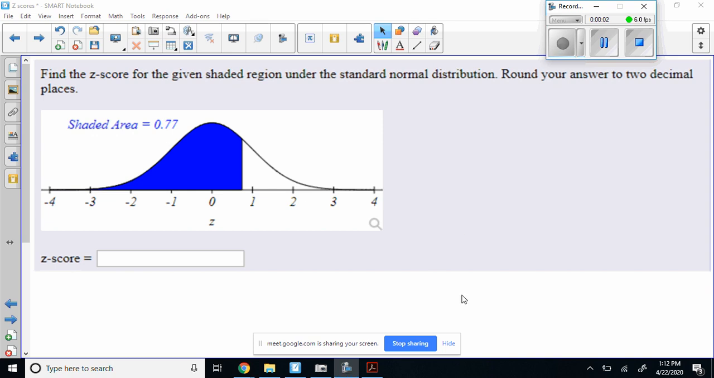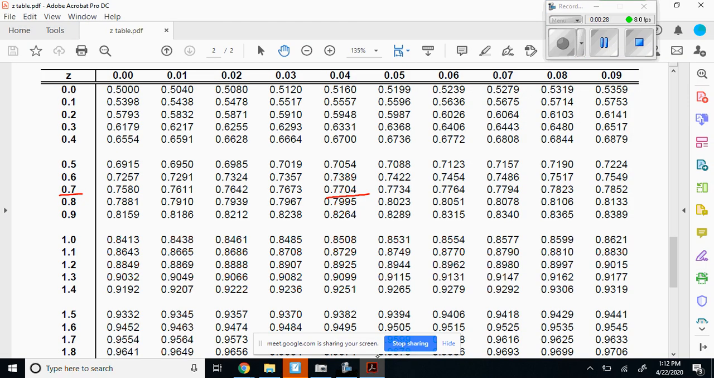Here we go. So this is number 14, right? So it's number 14. Boy, that's crazy writing right there. I knew better than that. All right, so shaded area means the area under the curve is 0.77, right? So we're going to go look at our table, and a z-score of 0.7704, well, that's close to 0.77, right?